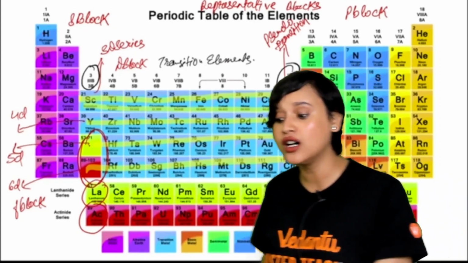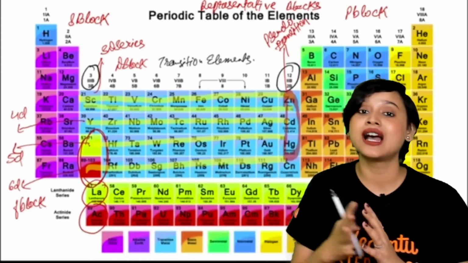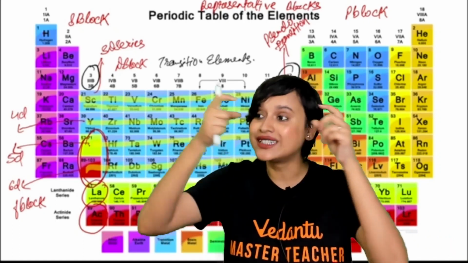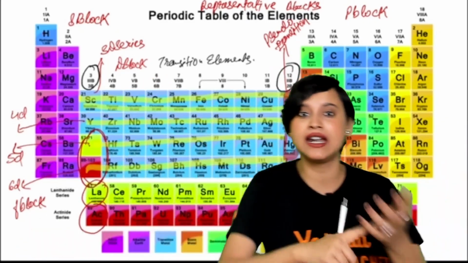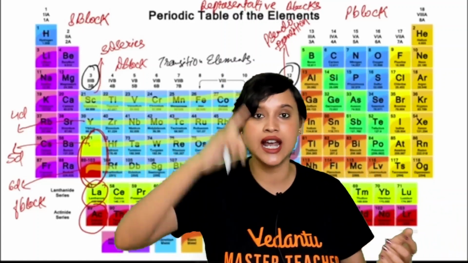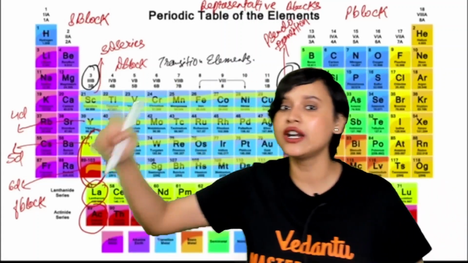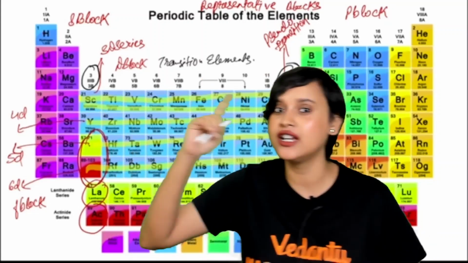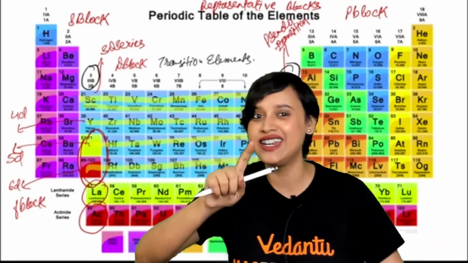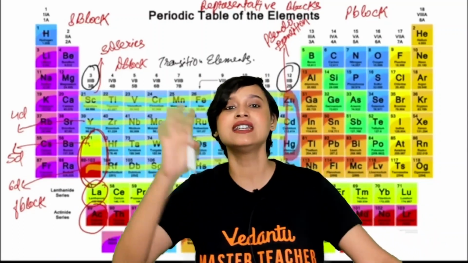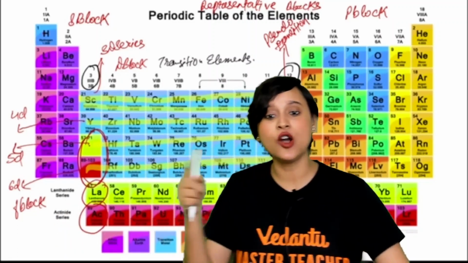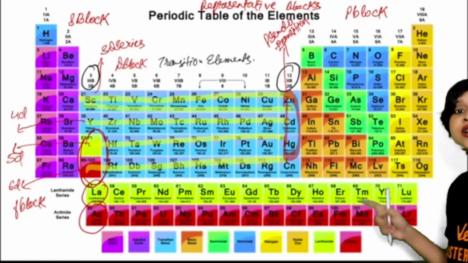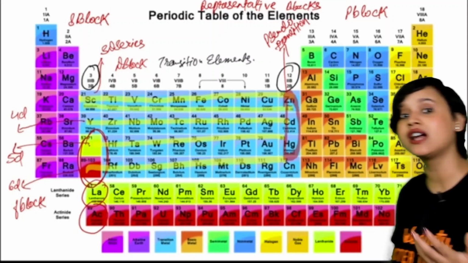We also learnt the atomic number as well as the electronic configuration of the 3d series, which is the first series of the d block elements: scandium 21, titanium 22, vanadium 23, chromium 24, manganese 25, iron 26, cobalt 27, nickel 28, copper 29, zinc 30. We have learnt about this as well. Correct? Yes. Finally, we also learnt that zinc, cadmium and mercury are called pseudo transition elements.